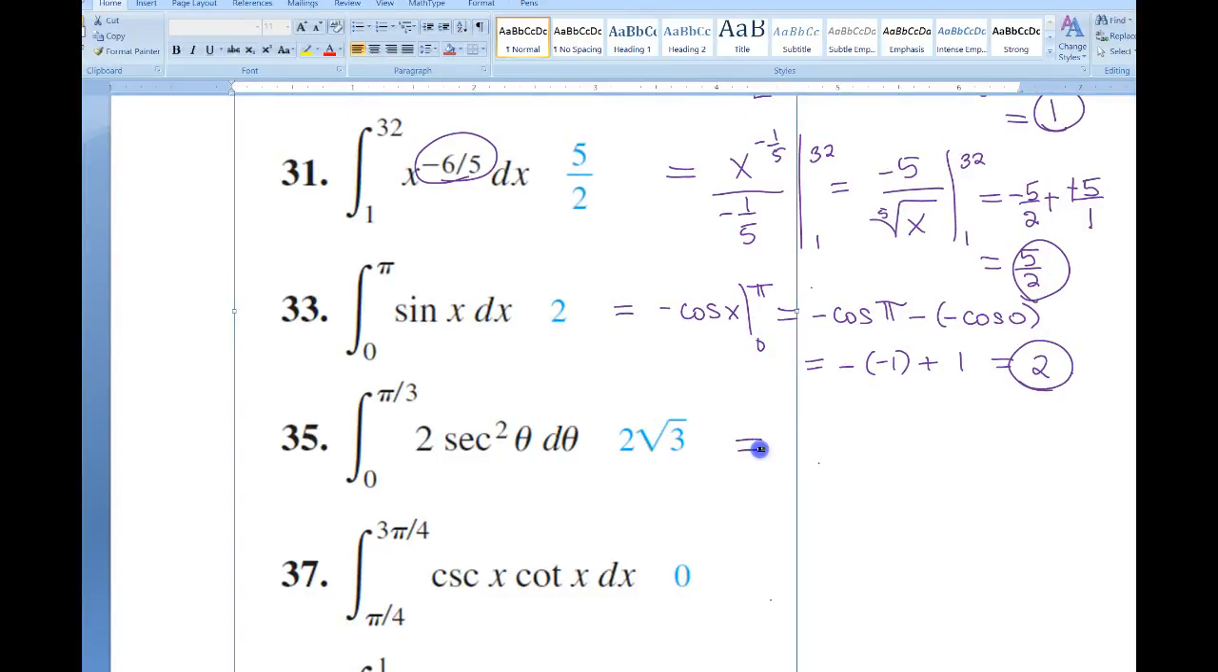All right, what's the antiderivative for secant squared? Now, what derivative will give us secant squared? Tangent. So it's 2 tangent of theta, evaluated from 0 to pi over 3. If it was just tangent, no, we don't have a formula for those. Not yet. We'll learn substitution in the next chapter. Okay, so I have 2 tangent of pi over 3 minus 2 tangent of 0. What's tangent of pi over 3?